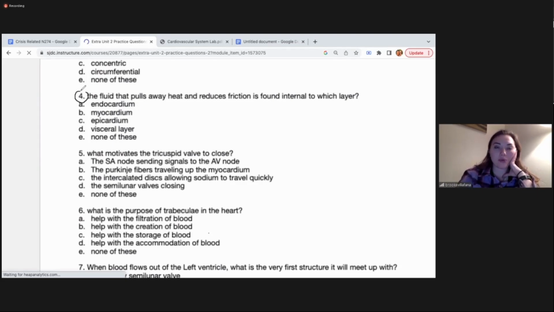So 4, the fluid that pulls away heat and reduces friction is found internal to which layer? So this one's going to take a little bit of time to decipher. So what is that fluid, and then where would be the location internal to which layer? Good. Okay, so if you put down E as your answer, can you write what you think the correct answer is? If none of these are right, what is the correct one?